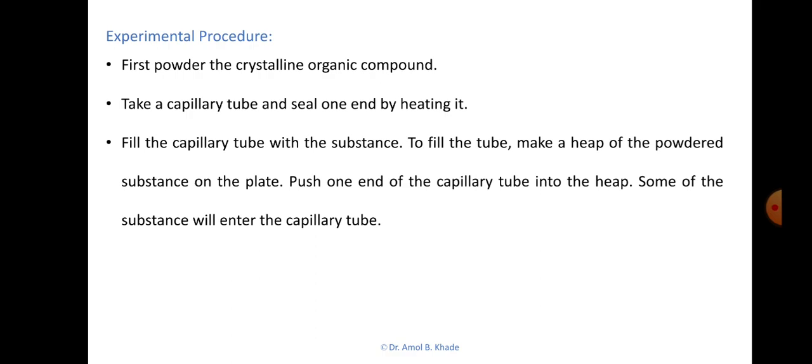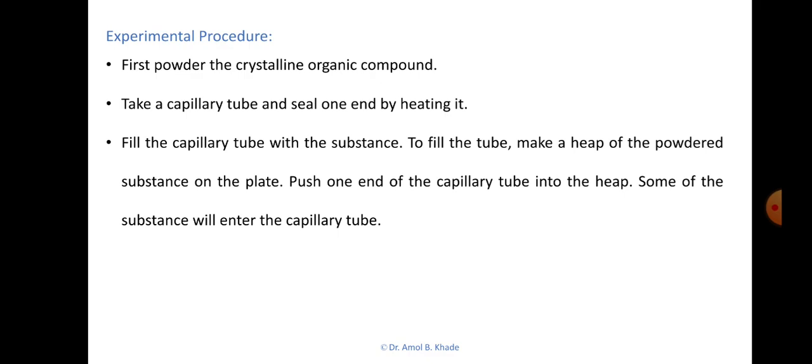Now we'll see the experimental procedure. First, you have to powder your given substance or organic compound so that it can go into the capillary. Then you have to take a capillary and seal one end of the capillary by heating. You can just take the capillary in your hand and hold one end on the flame of the Bunsen burner. It will melt and be closed down. Then you have to fill the capillary from the other end, adding the substance whose melting point you want to find out. So make a heap of the powdered substance on a plate so that you can easily take your substance into the capillary.